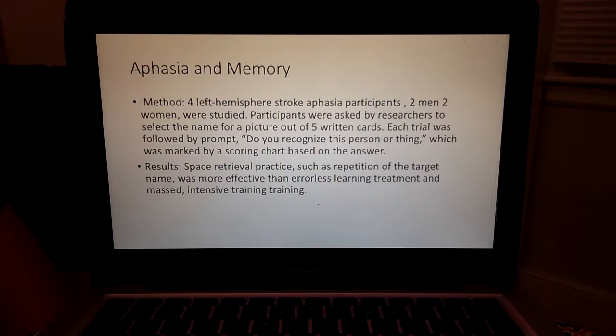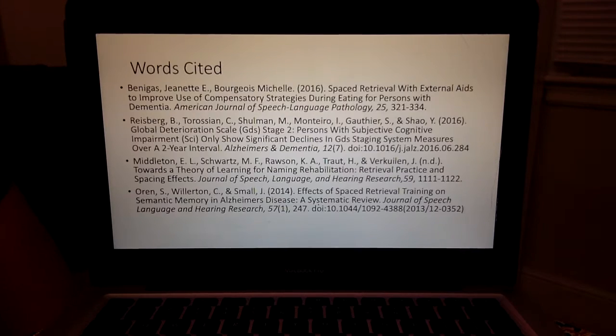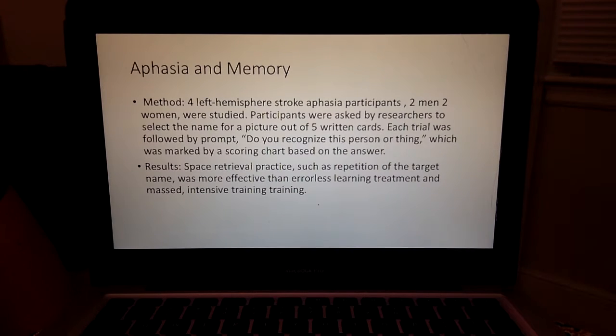So lastly, we have aphasia and spaced retrieval, which had a very similar procedure to the dementia procedure that we went over earlier. There were 4 left hemisphere stroke aphasia patients, 2 men and 2 women, and they were asked by researchers to select the name for a picture out of 5 written cards. They were mainly focusing on pronouns in this study because there hasn't really been a lot of memory retrieval work for pronouns.